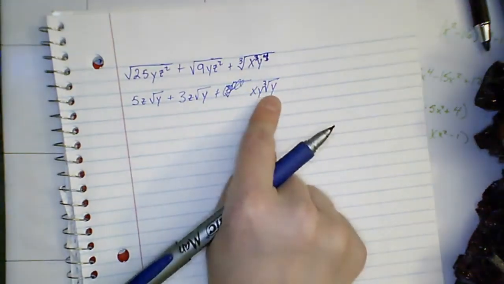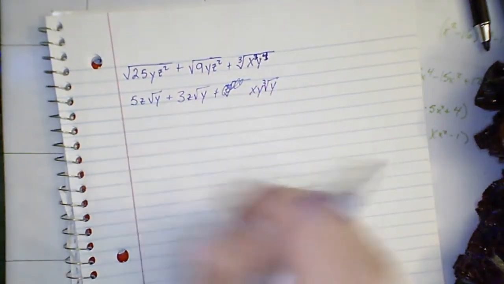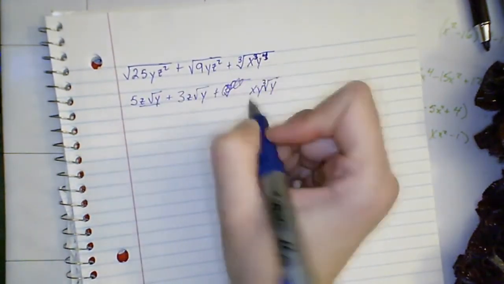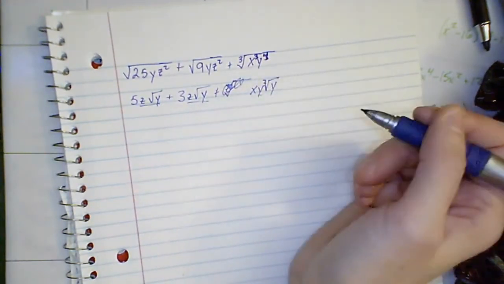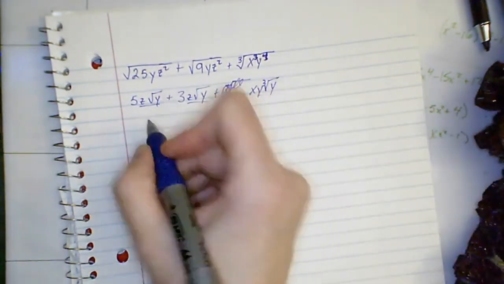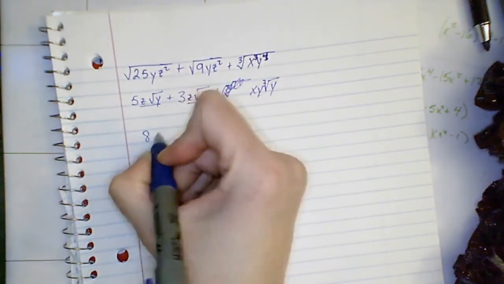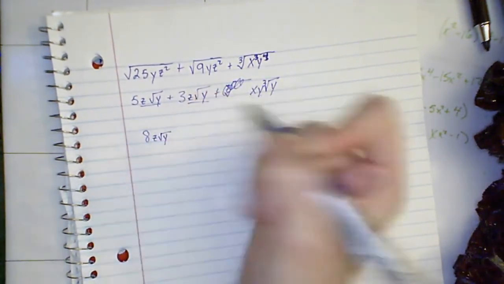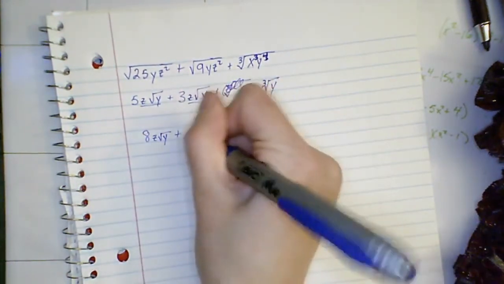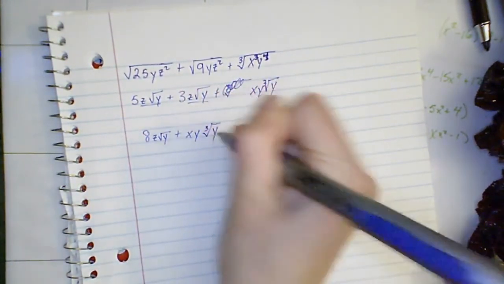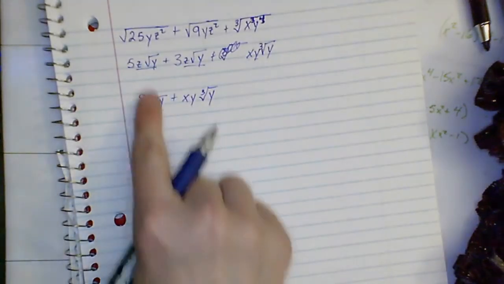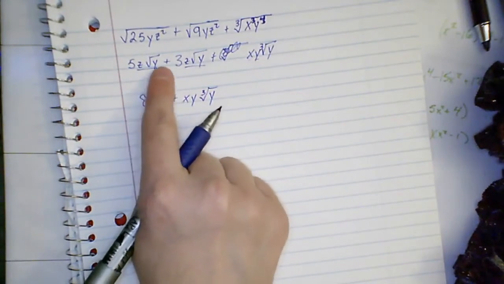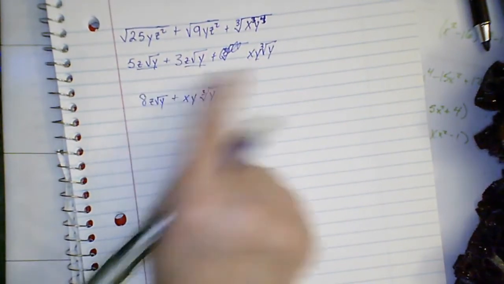So yes, they look the same, but our index has to be the same. And also, if you look, this is not z y squared, so that's a term in itself. 5 plus 3 is 8. And then we have z square root y plus x y cube root y. Okay, so make sure the index and also the other variables you have. So it's not just the square root, you have to watch out for your variables too.